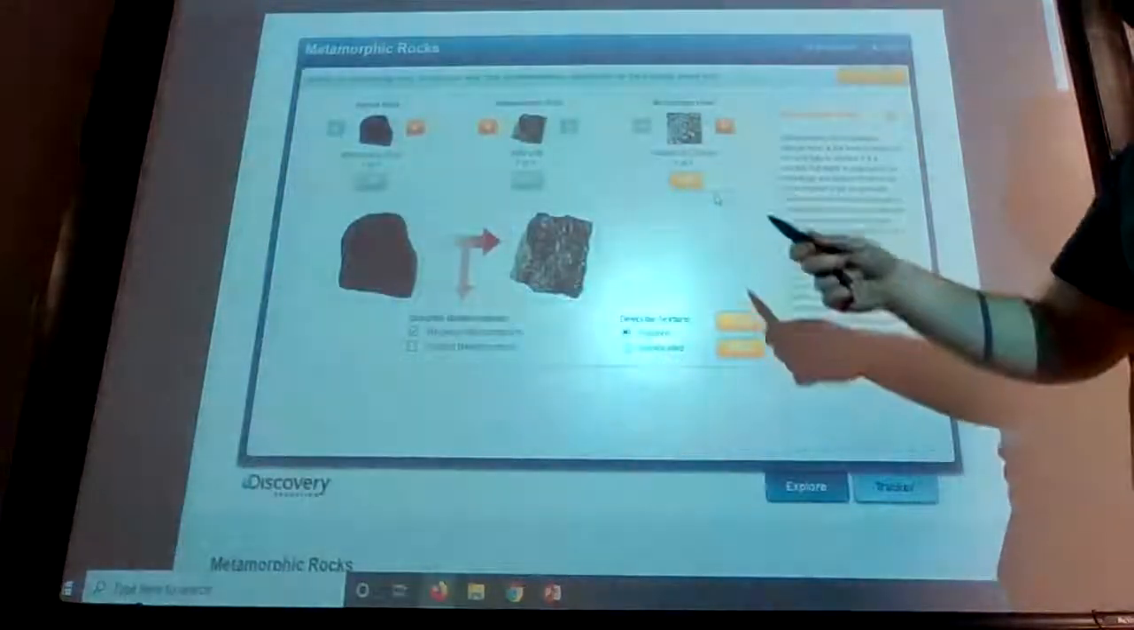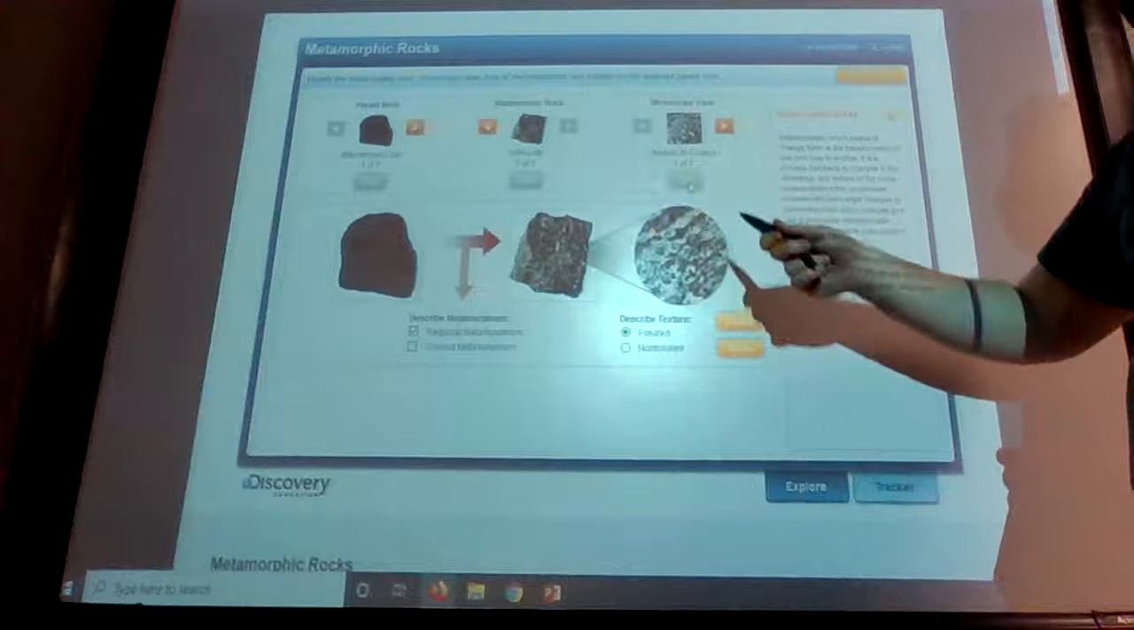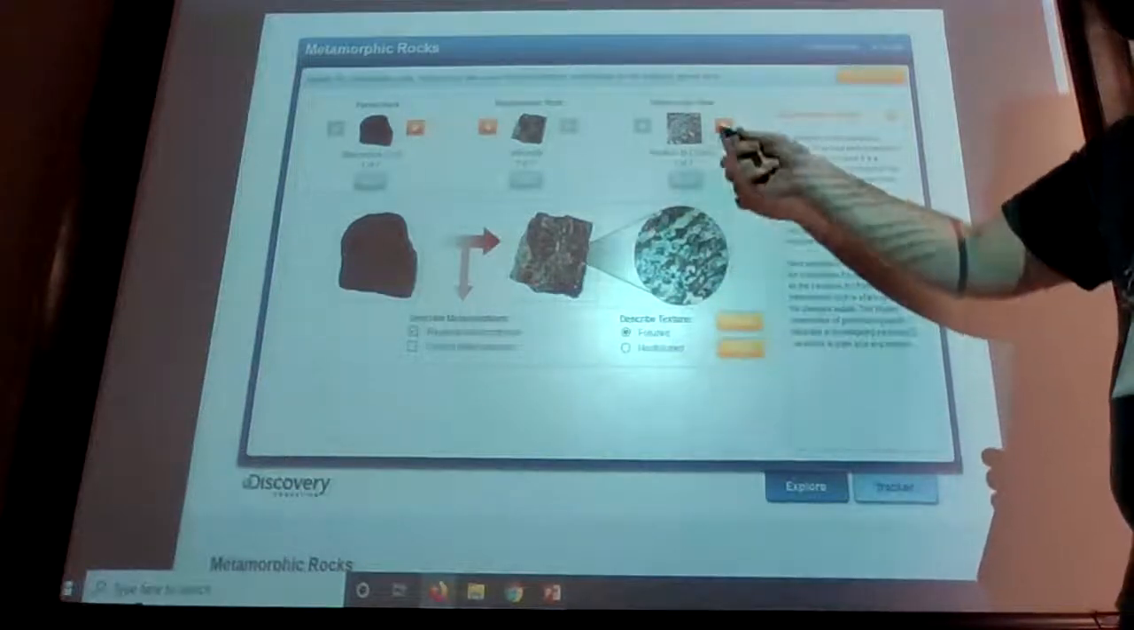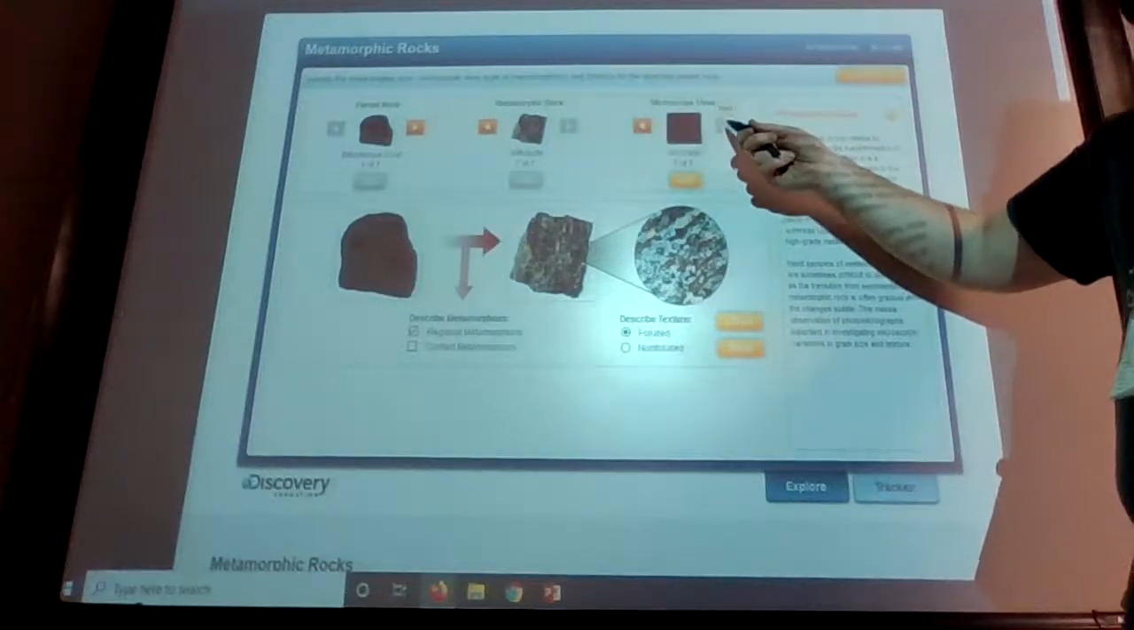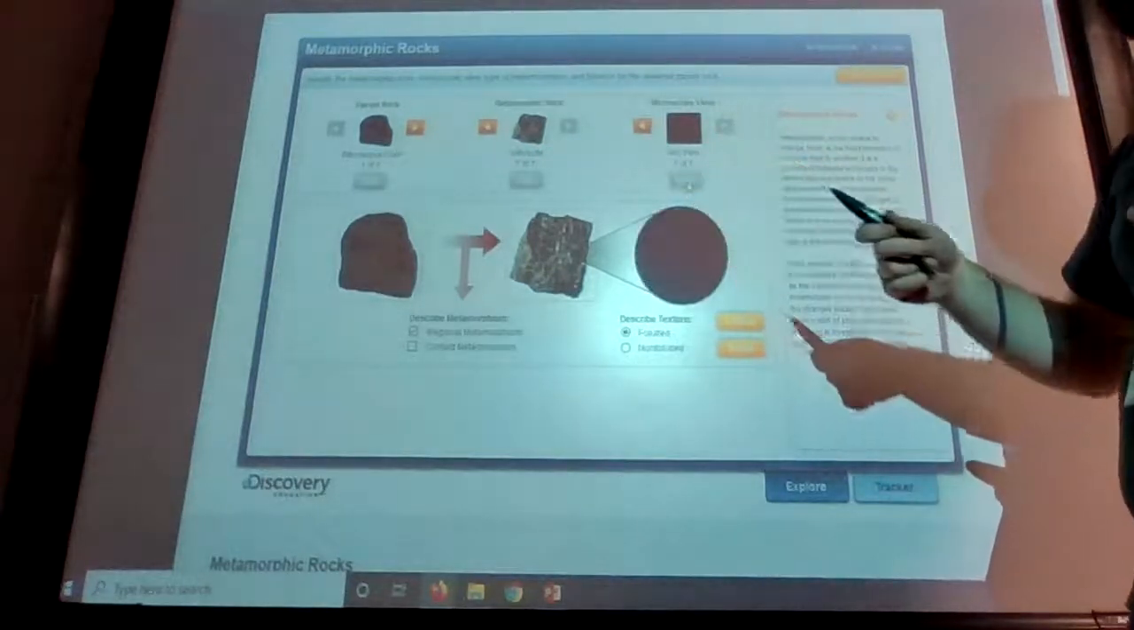Oh, do I got to give a microscope view too? Oh, I see. Wait, hold on. But that's maybe not what I wanted to do. No, you're good. I should have used very fine. There we go. So I'm going to add that.